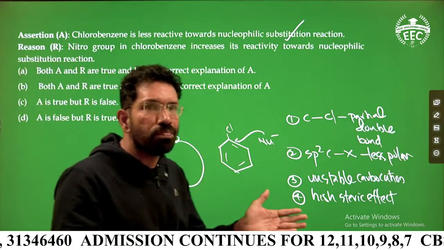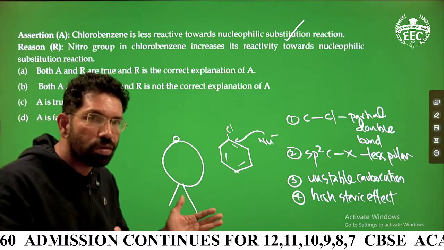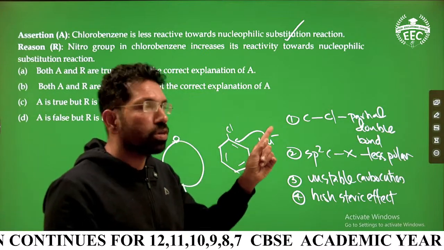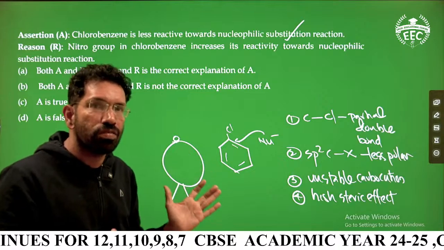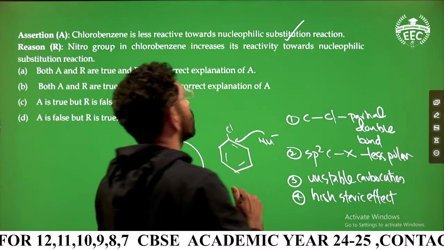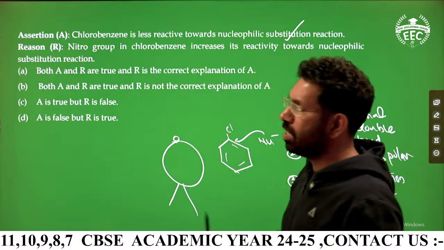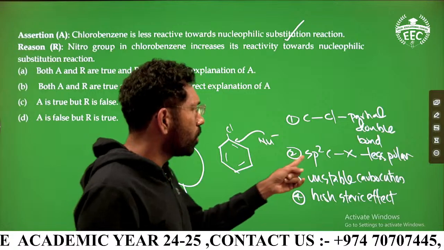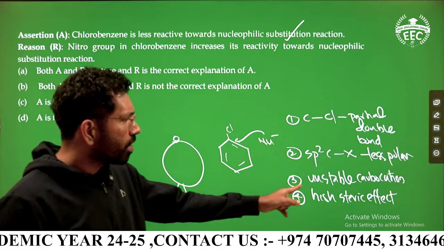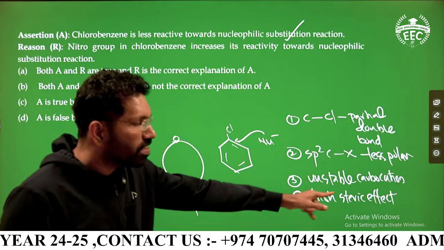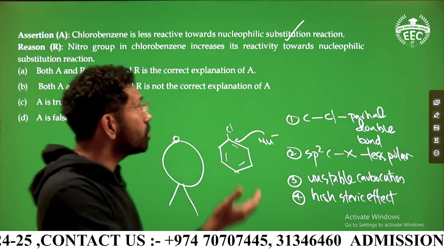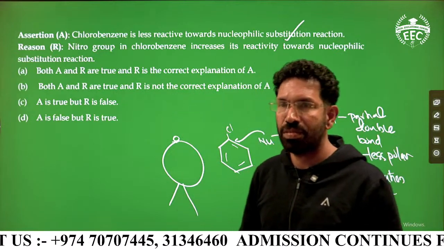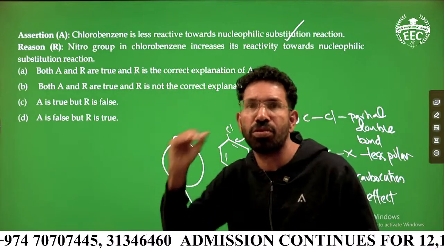So that's an important point for the board exam. They may ask questions from that area. It's very, very important, students. Keep in mind this is very important. So chlorobenzene is less reactive towards nucleophilic substitution. Assertion is correct. Now the reason: these are the reasons. The CCl bond has partial double bond nature, the sp2-CX bond is less polar, unstable carbocation, high steric effect. No such reason is given there. So reason and assertion have no relation. We'll see whether that point is correct or not.